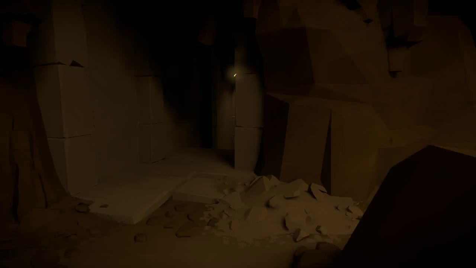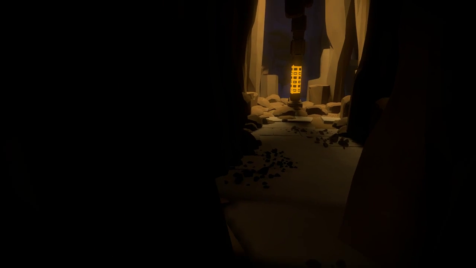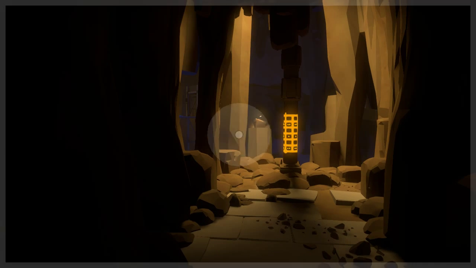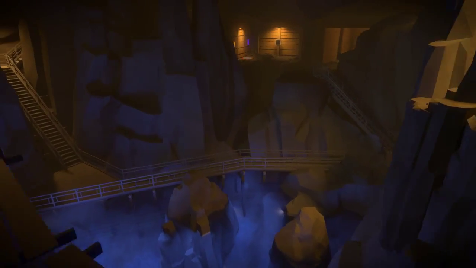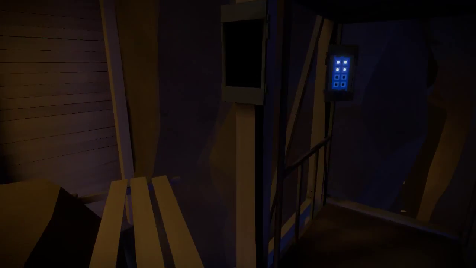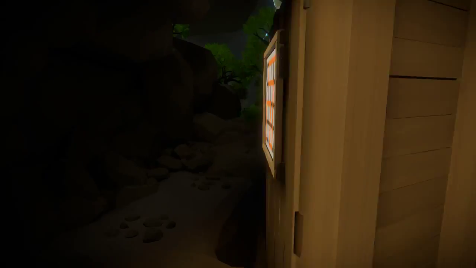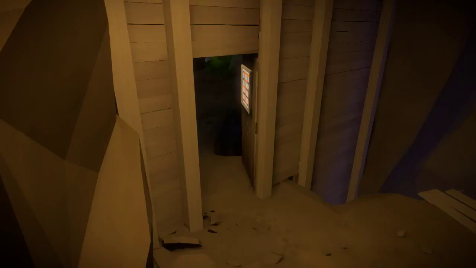I know there's still paths I haven't taken. Around here somewhere. This is a weird spot. I guess once we do this puzzle, this will just let us call the elevator whenever we want. Okay, doesn't look like we can get to the rest of the island from here just yet.